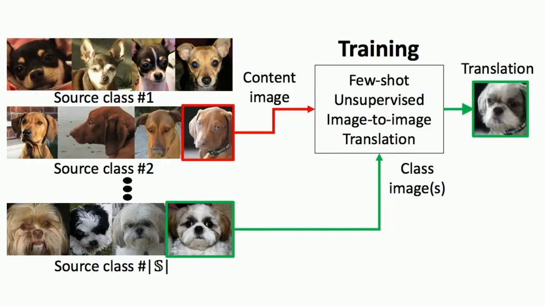What we do is we collect a large data set that contains many domains or many different classes of images. In this case, we collect a data set that contains the faces of many different kinds of animals. During training, we let the model practice the few-shot translation scenario. At each iteration, we randomly select a domain, and we train our model to translate a content image to that domain using only very few examples, let's say just a single example.